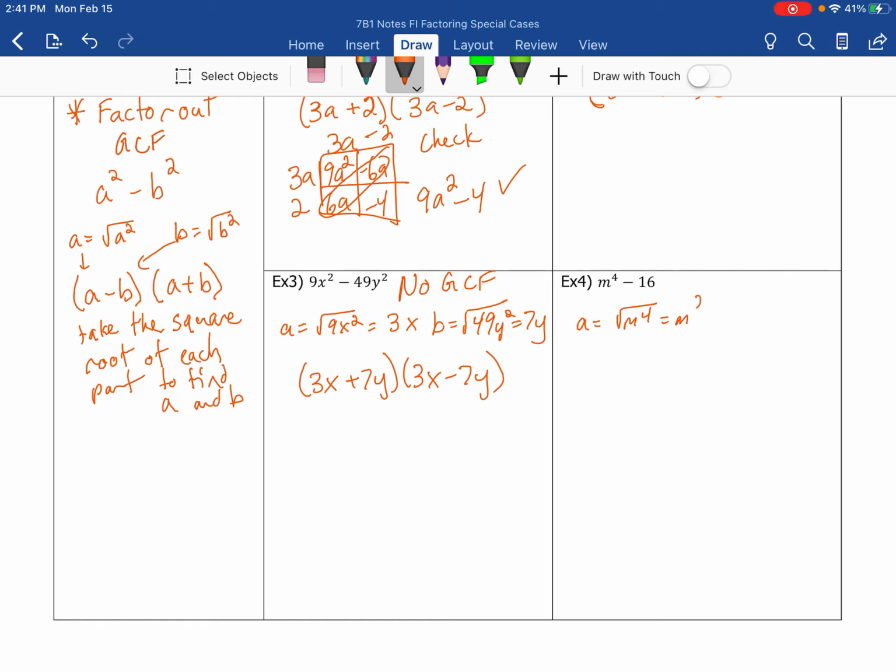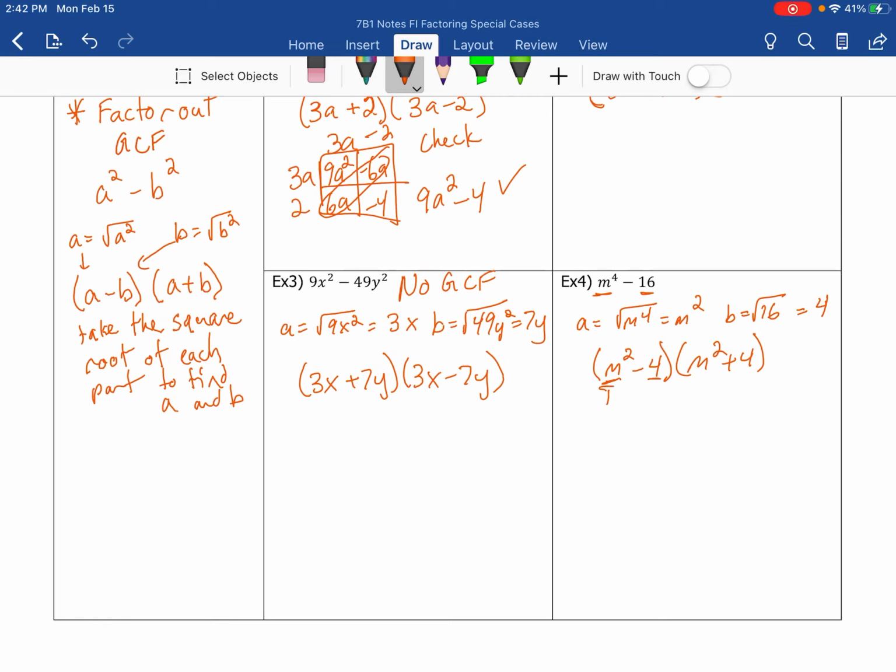Sometimes it does get a little bit tricky. This one here, again, no GCF. I know a is going to be the square root of m to the 4th, which is going to be m squared. I know that b is going to be the square root of 16, and don't put the negative there. We're just talking about this is your a squared term, this is your b squared term, which is 4. These are just positive roots. So I know that my factored form is going to be m squared minus 4 times m squared plus 4.